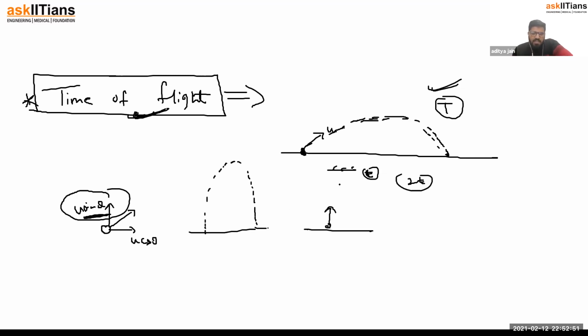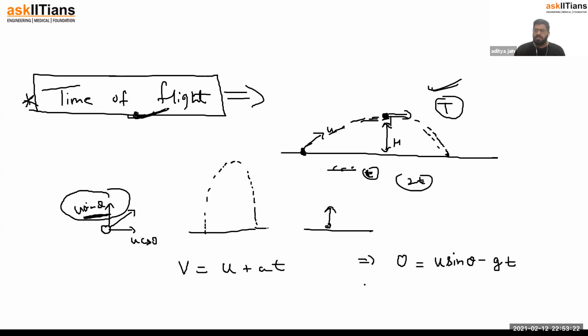If I consider this as a vertical motion, we have already calculated maximum height h. And we know at the point of maximum height, the vertical component of velocity is 0. So can I apply the first equation of motion in the vertical direction, v equals u plus at? At maximum height, velocity is 0 along the y direction. What is the initial velocity along y direction? It is u sin theta. What is the acceleration along y direction? It is minus g, and time is t. So t will be u sin theta over g.